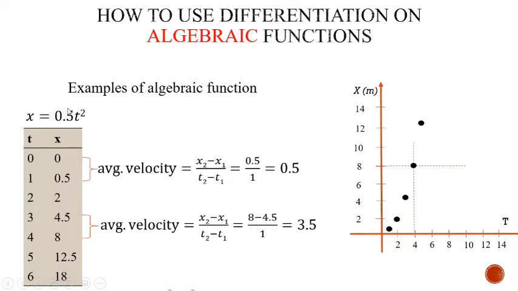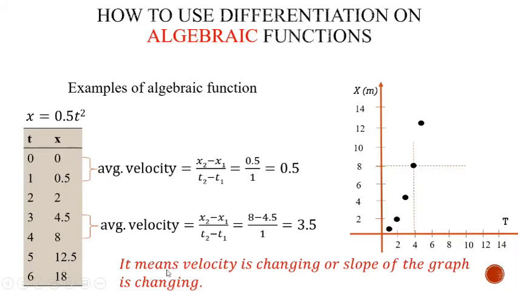To find out instantaneous velocity, here we can say that the graph has a curve and the slope at every different point will be different. So it means velocity is changing or the slope of the graph is changing. Here we can observe the slope at different positions is different. You can observe the slope is less at this point but slope is higher at this point.